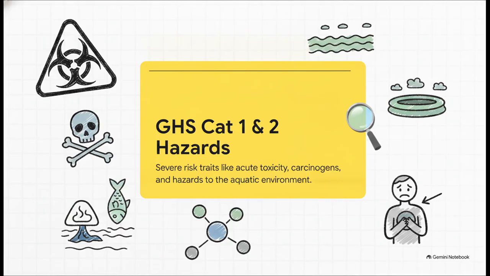To be incredibly precise, the SASB standard relies on the globally harmonized system of classification and labeling of chemicals, or GHS for short, and we're focusing purely on Category 1 and Category 2 hazards.